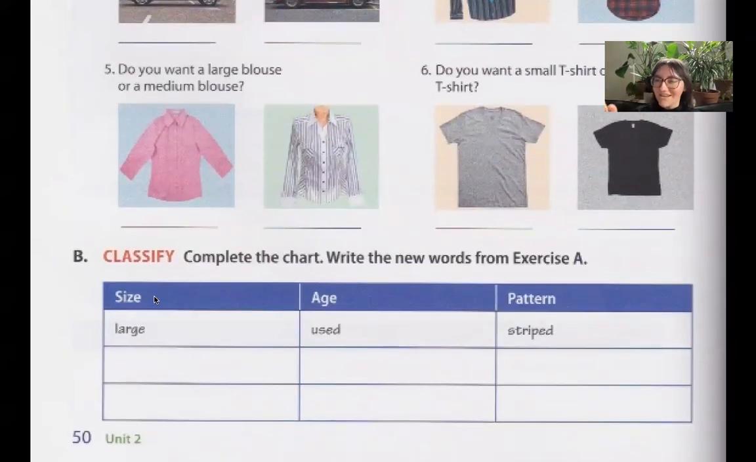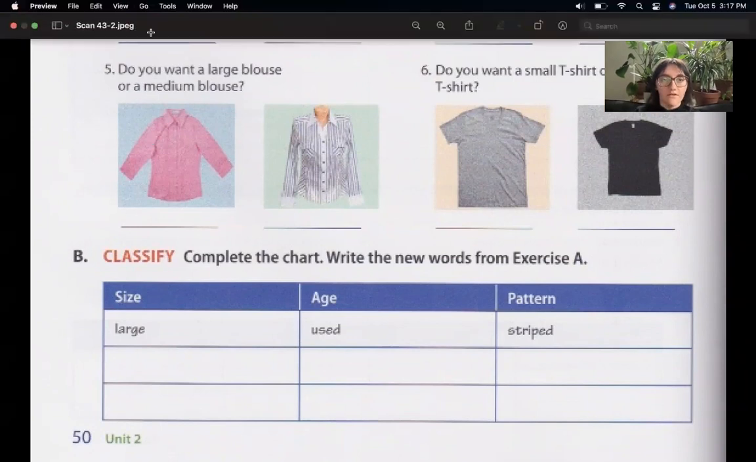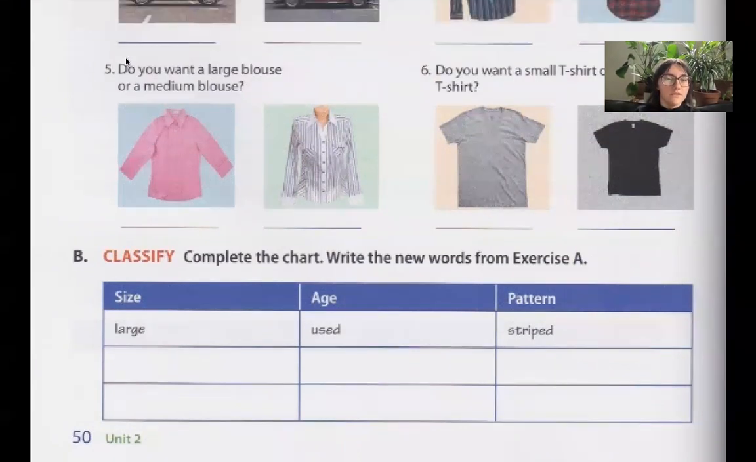Okay, so now we want to classify. Classify means to organize, right? So classify, label, say what everything is, right? So it says complete the chart, write the new words from exercise A. So size, right? We can say large. We also can say, we used the word small, right? So let's go ahead and write that down, right? So we have a size. One of the sizes is large. We also did small, right?